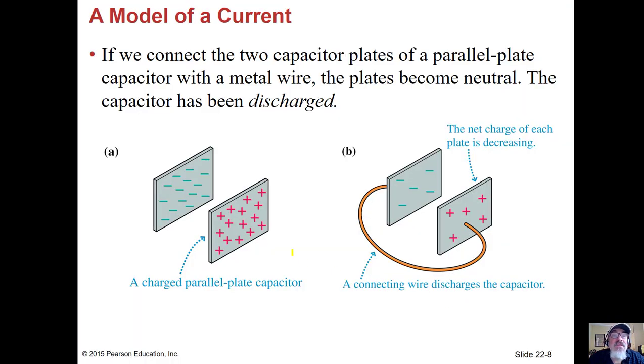So, model of current: if you connect two plates of a parallel plate capacitor, that's what we've been talking about most of the semester, with a piece of wire, the plates will become neutral. So negative plate over here, positive plate over here, you connect them and charge can flow now. You've given the charge a path. Negative charge, again, doesn't like to be by other negative charge over here, so it will flow to this plate, which has a lack of negative charge, so it's positively charged. So you can discharge the capacitor. In doing that, this wire is going to heat up.